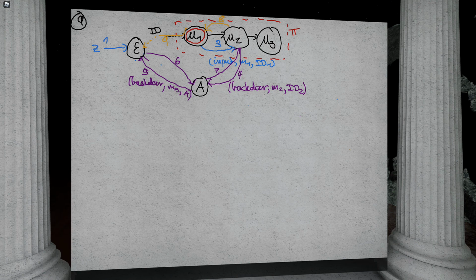And now, step 10, E halts and outputs, say, 0. So that's how the execution semantics works. The environment gets input. We have this little dance between different machines. Machines decide who to talk to. And at the end of the day, the environment is going to halt and output some value.